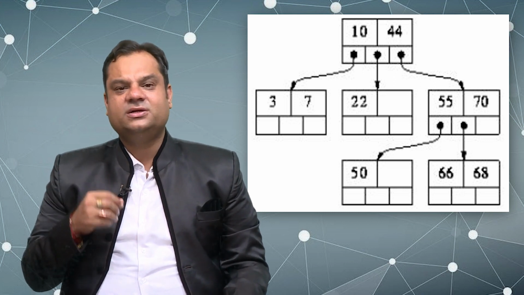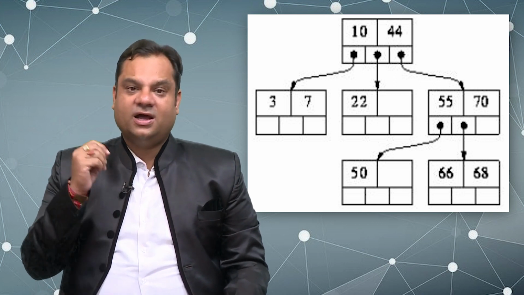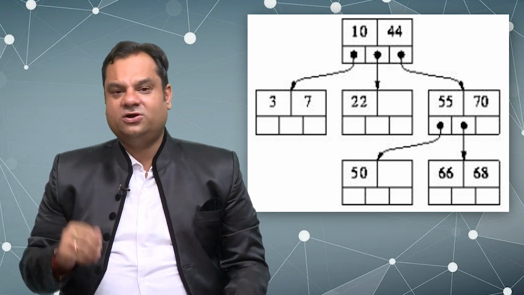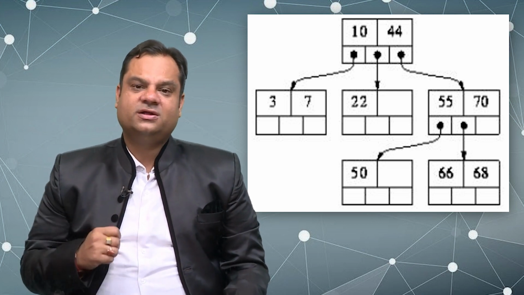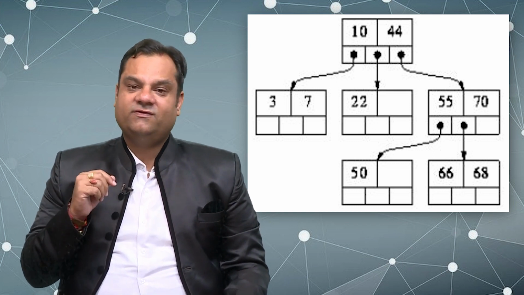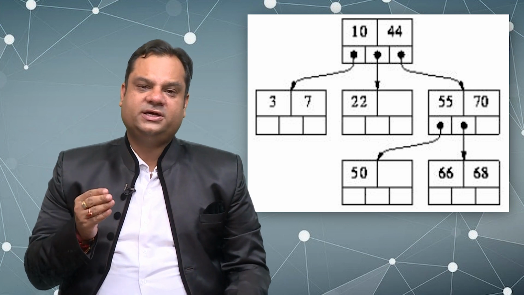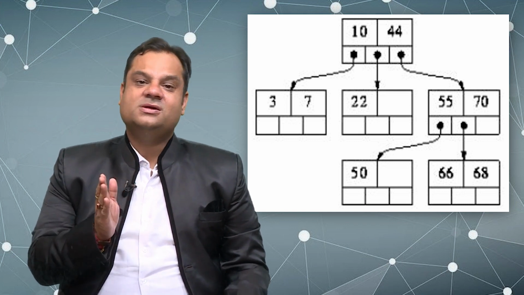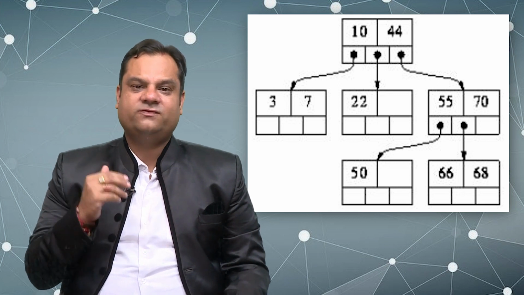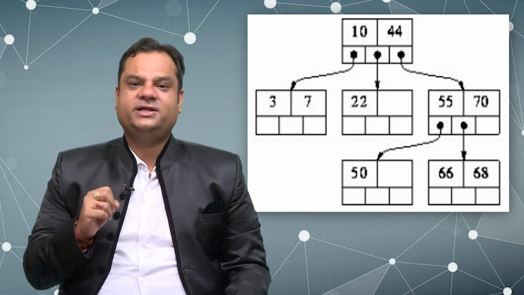I check again: 50 is greater than 10. Again 50 is greater than 44. It should be connected to the right child of 44. Again it will check 55 and 70. 50 is less than 55. We should connect this 50 as a left part of 55, but there is some restriction, that is the order of the tree. Here the order of the tree is 3.